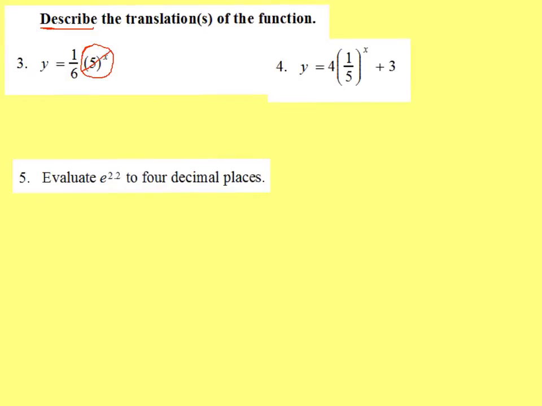I'm going to cross that out. So what I really have as a translation is the 1/6 in front. Since it's in front and it's multiplying, then I know it's either a compression or a stretch. And since 1/6 is less than 1, but it's greater than 0, then I have a compression. I have a compression by a factor of 1/6.